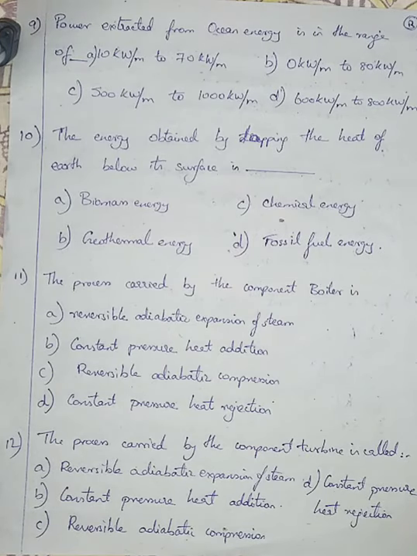Question number 9. The power extracted from the ocean energy is in the range of. This question comes from the first unit. Option A is 10 kilowatt per meter to 70 kilowatt per meter. Option B is 0 kilowatt per meter to 80 kilowatt per meter. Option C is 500 kilowatt per meter to 1000 kilowatt per meter, and option D is 600 kilowatt per meter to 800 kilowatt per meter. The power extracted from ocean energy is in the range of 10 to 70 kilowatt per meter. So I am going with option A.